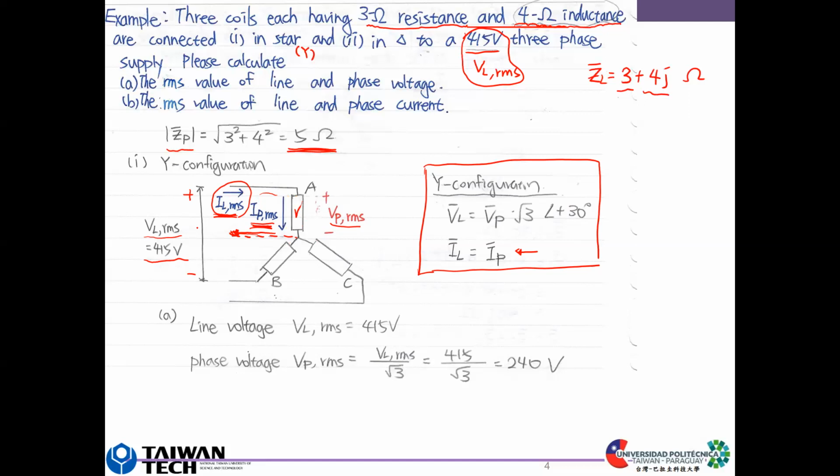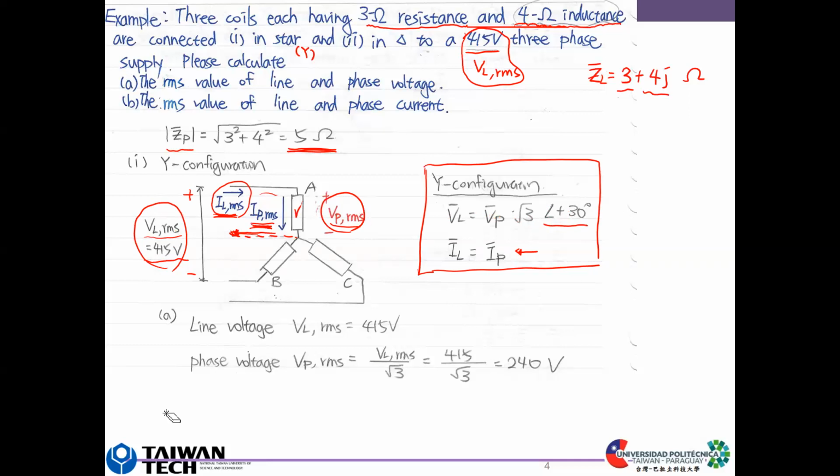As long as they are different, the line quantity is always larger. So in this case, it's the voltage, and the line voltage is larger than the phase voltage. So the relationship is VL equals VP multiplied by square root of 3, and the phase angle is plus 30 degrees. You don't need to memorize this because the formula will also be given.